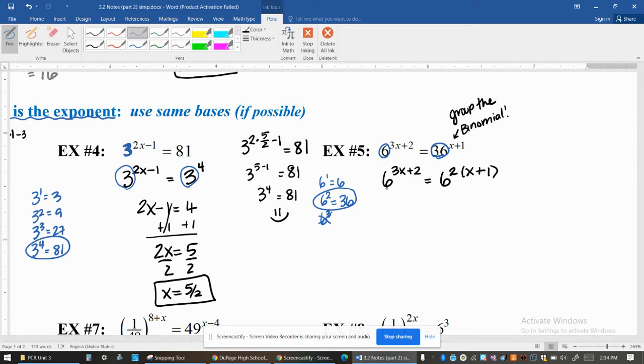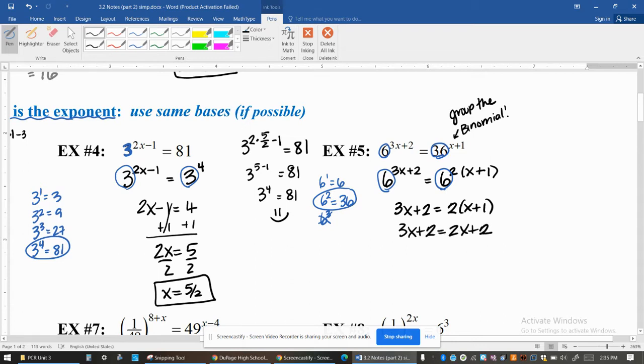Once the bases are the same, so I've got 6 and 6, because previously they were not, the uniqueness property states that their exponents have to be the same. I'm a little off my game today, guys. Excuse me. Okay, so 3x plus 2 equals 2 times x plus 1. Remember, we already had the x plus 1 originally as part of the problem, so you want to make sure you keep it grouped because it was a binomial. I'm going to go ahead and distribute that 2.